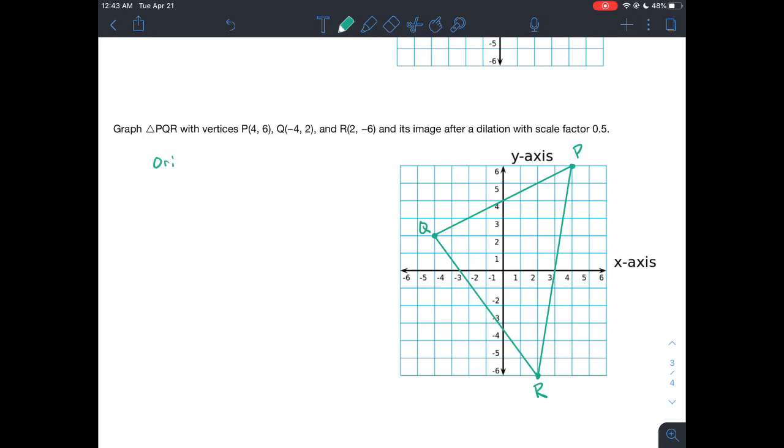So let's look at this point by point. Again, original times scale factor, we're going to use k for scale factor, equals new. Okay, so my original point P at 4, 6 times my scale factor of 0.5. Let's just think half. What is half? Equals my new point, so we're going to call that P prime. Well, half of 4 is 2, half of 6 is 3. So point P prime is going to be at 2, 3.